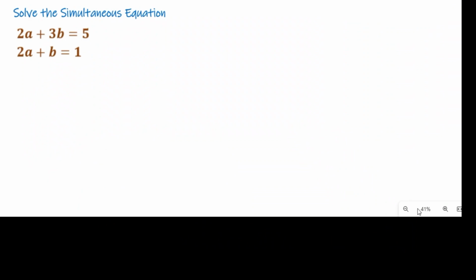Solve the simultaneous equations 2a + 3b = 5 and 2a + b = 1.